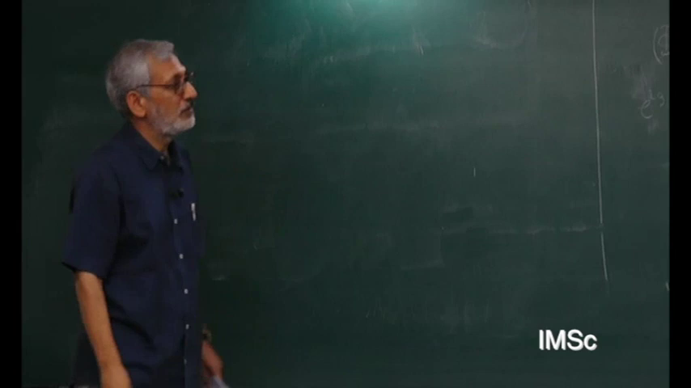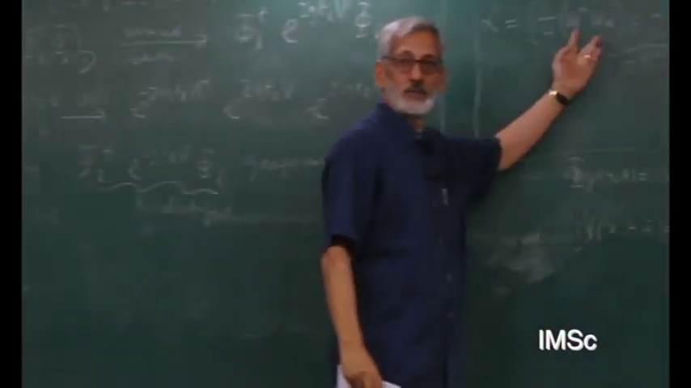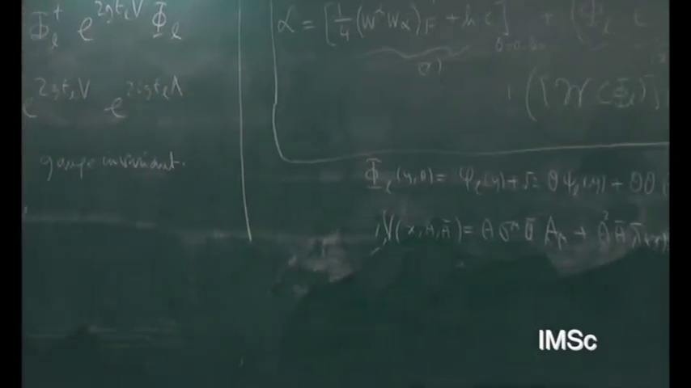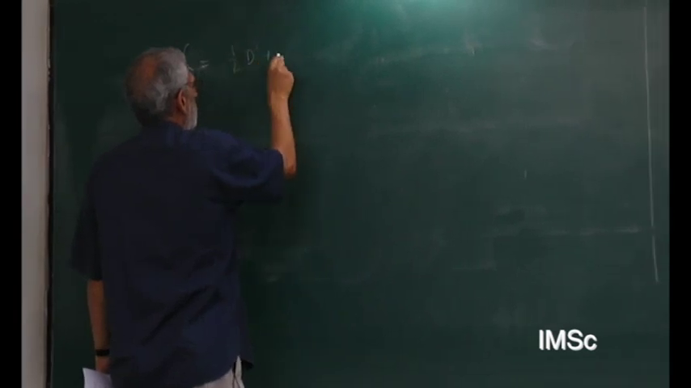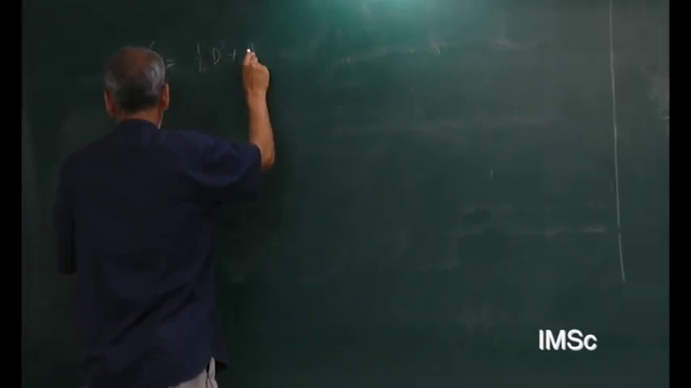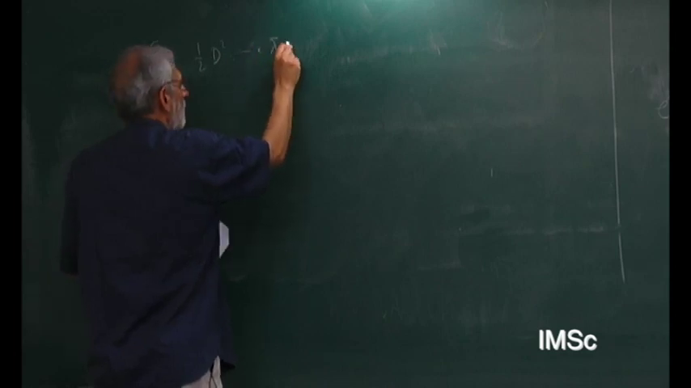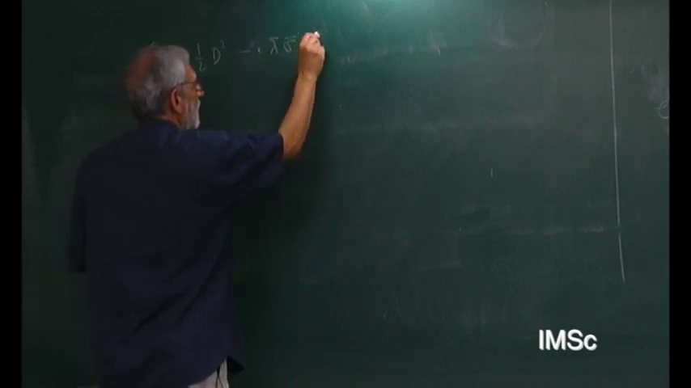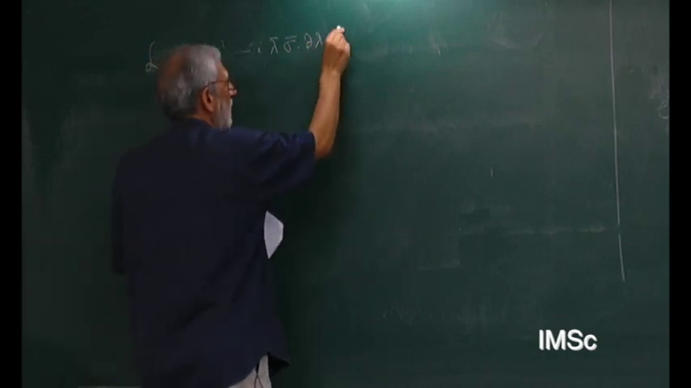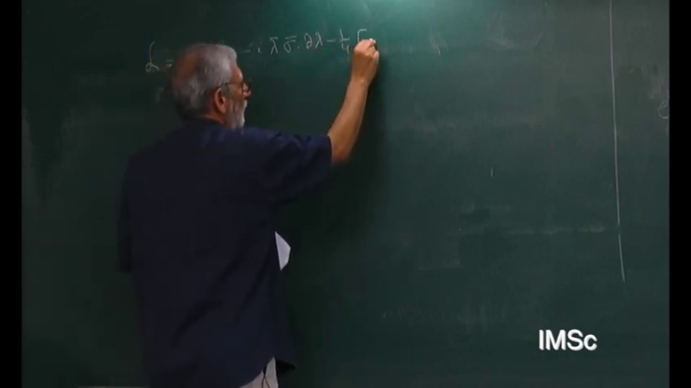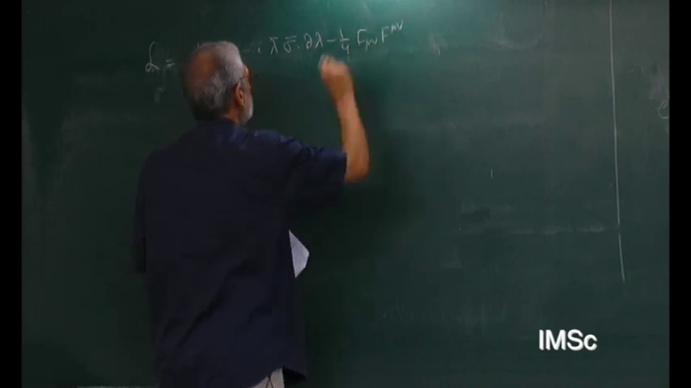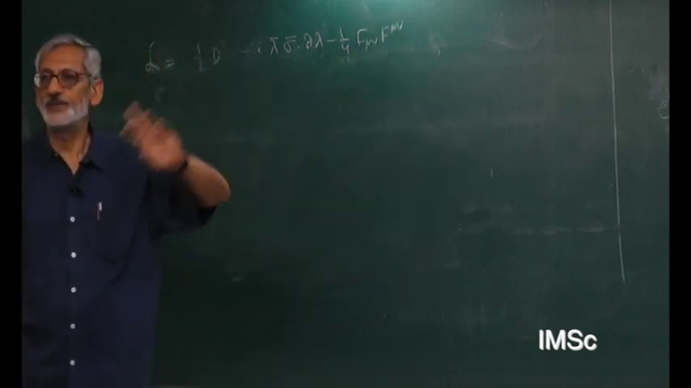The first part is W. This is straightforward. We wrote it earlier. So let me rewrite that: 1 by d square I minus I lambda bar sigma bar dot sigma lambda minus 1 by 4 f mu nu f mu nu. That is the W square piece.